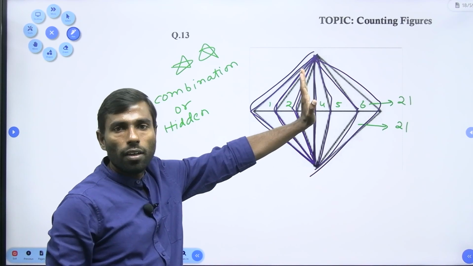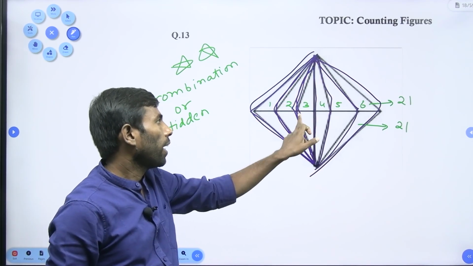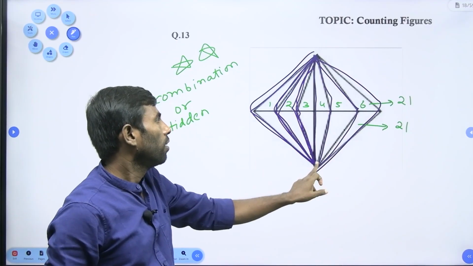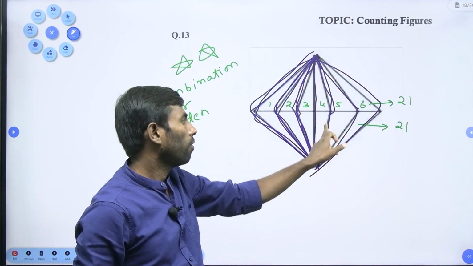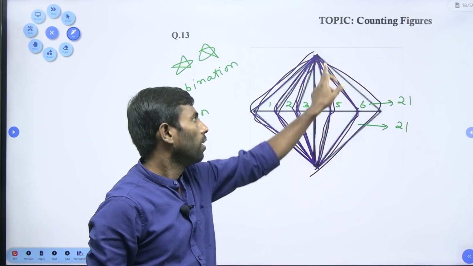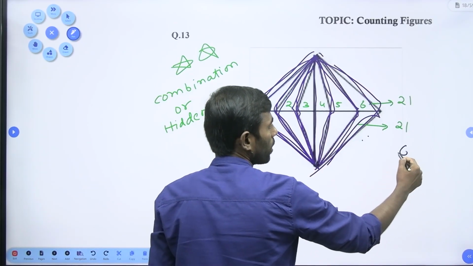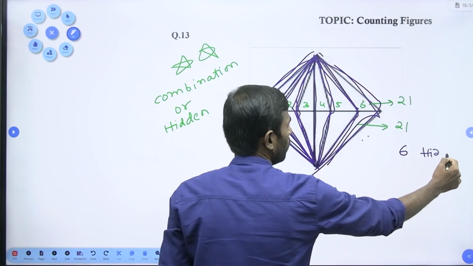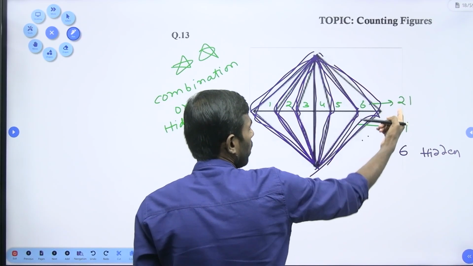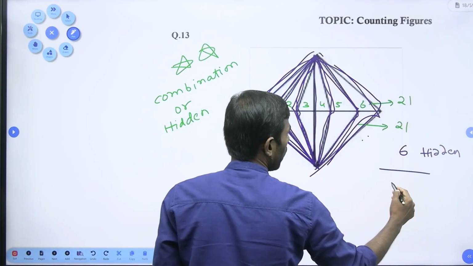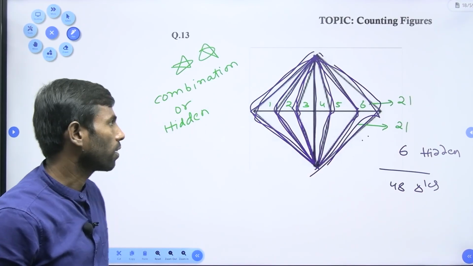Because of this line, we get extra triangles. One triangle, second triangle, third triangle. This is the right side part. And on the other side, one triangle, second triangle, third triangle. Total 6 hidden ones you get. So total how many are there? 21, 21, 42. 42 plus 6, 48 triangles. We'll get 48 triangles. Okay.